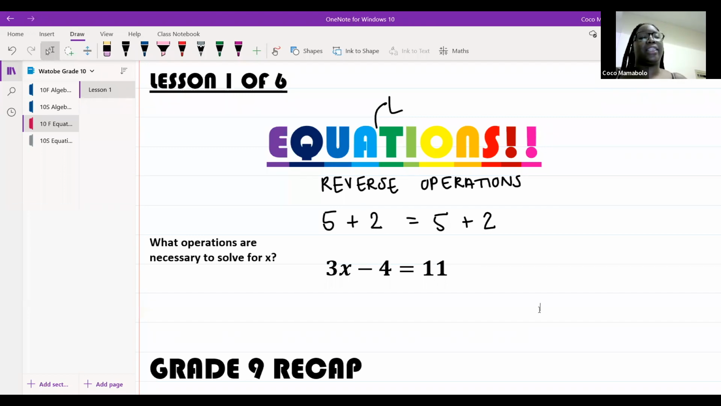Anybody have any idea, guys? Or you can even put a suggestion in the chat. What is a reverse operation? Think about this, guys. I'm trying to figure out what this number over here is. All right, Nomaza, what do you think? What is a reverse operation?